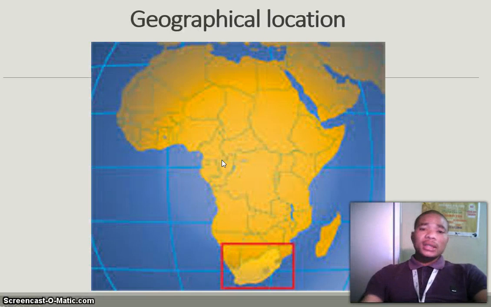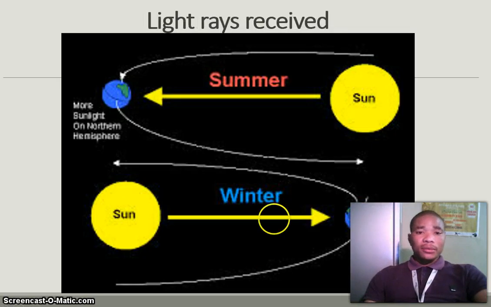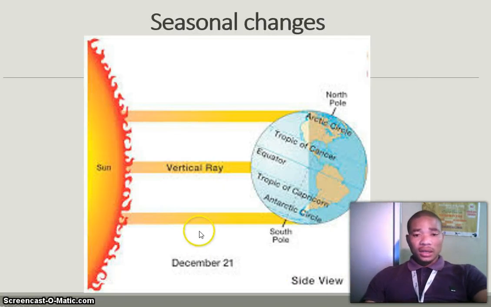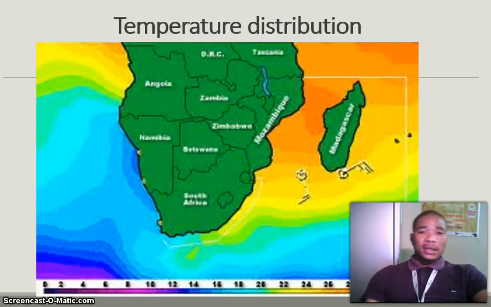So this climate of South Africa is influenced by its geographical location. Geographical location influences the main aspects in this country. For example, one classical example: in summer, more sunlight on the northern hemisphere is received, whereas in winter, we have more sunlight on the southern hemisphere being received. Let us take a look at here. In summer, we receive direct sunlight, whereas in winter, we don't receive direct sunlight. And that influences the temperature distribution of this country.